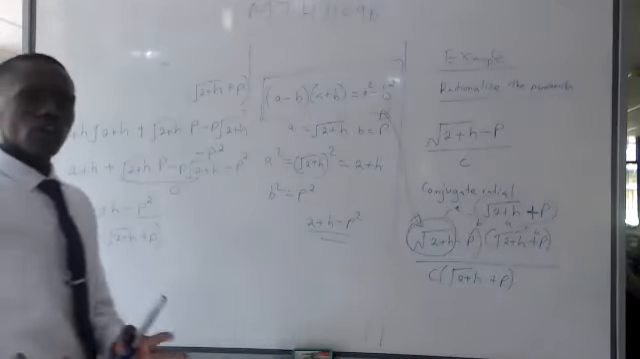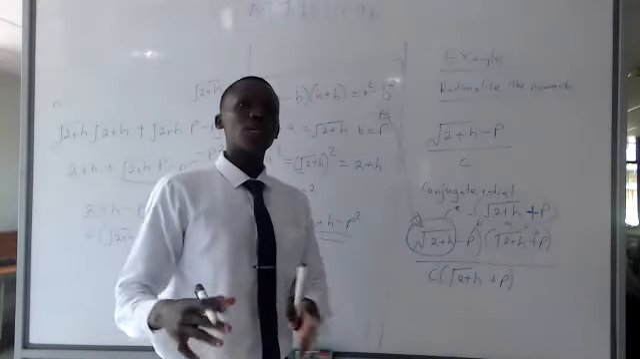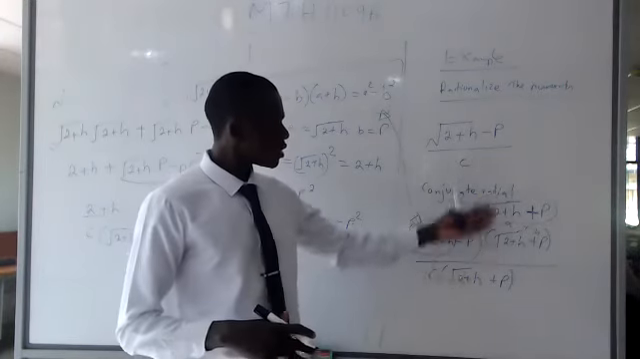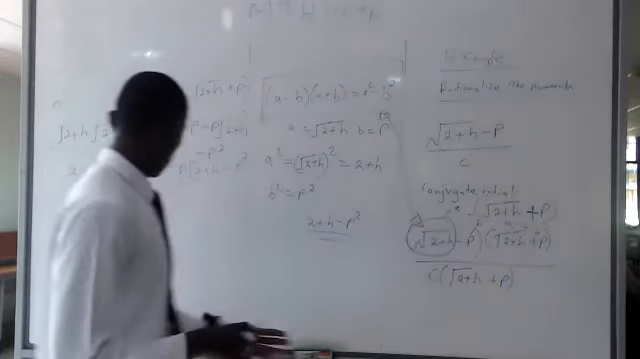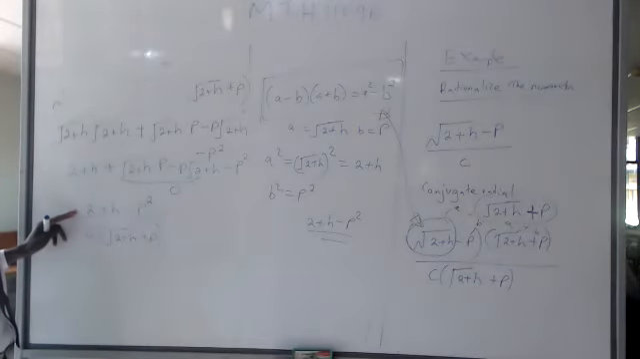The conjugate radical of an expression is simply an expression which multiplies that particular expression and makes it rational. It does away with the radical symbol. In this case, it removes the square root symbol. And as you can see, there is no square root symbol now in the numerator.